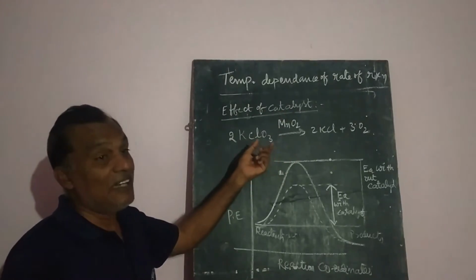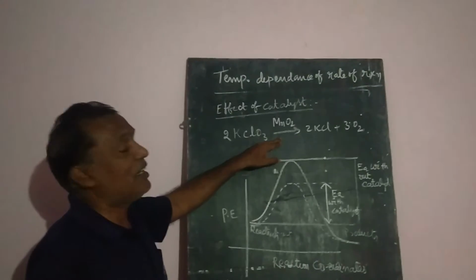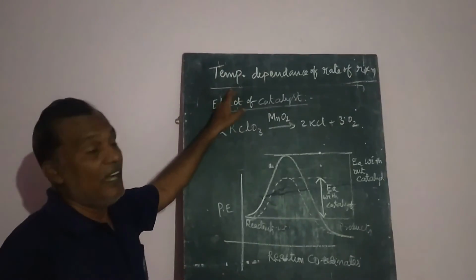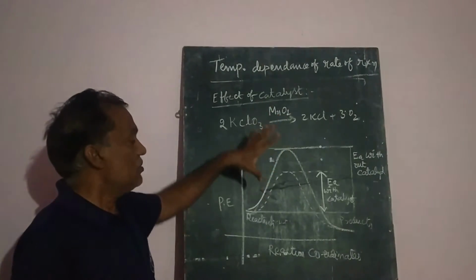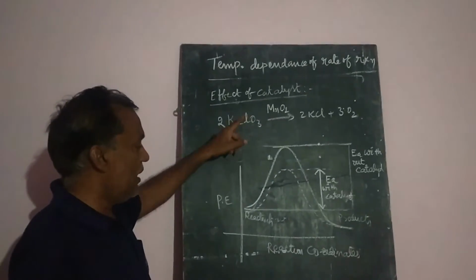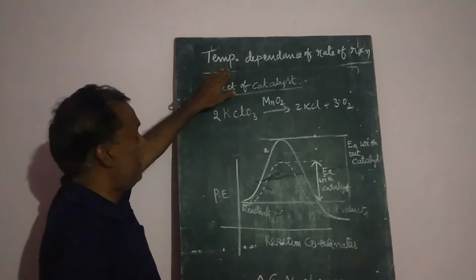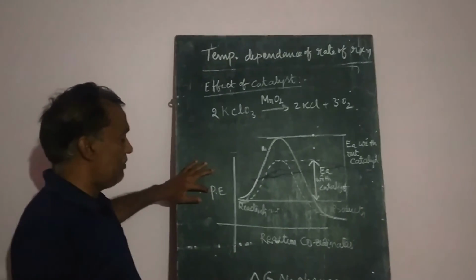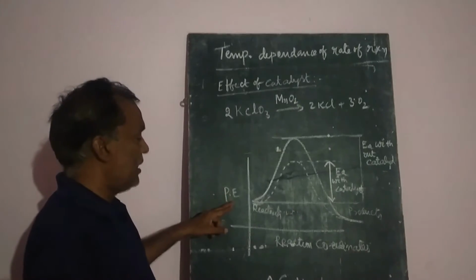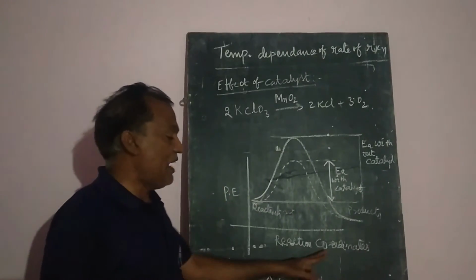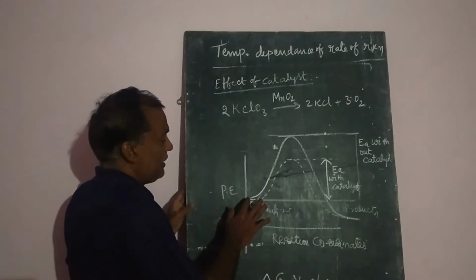Already we know that a catalyst does not take part directly in the chemical reaction, but it helps to increase the rate of reaction. So how does it increase? Let us see. Already we had a discussion that in temperature dependence, a diagram is given to find out the activation energy. We have to draw a graph between the potential energy and the reaction coordinate. So if you draw a graph between these two, we get a chemical reaction.